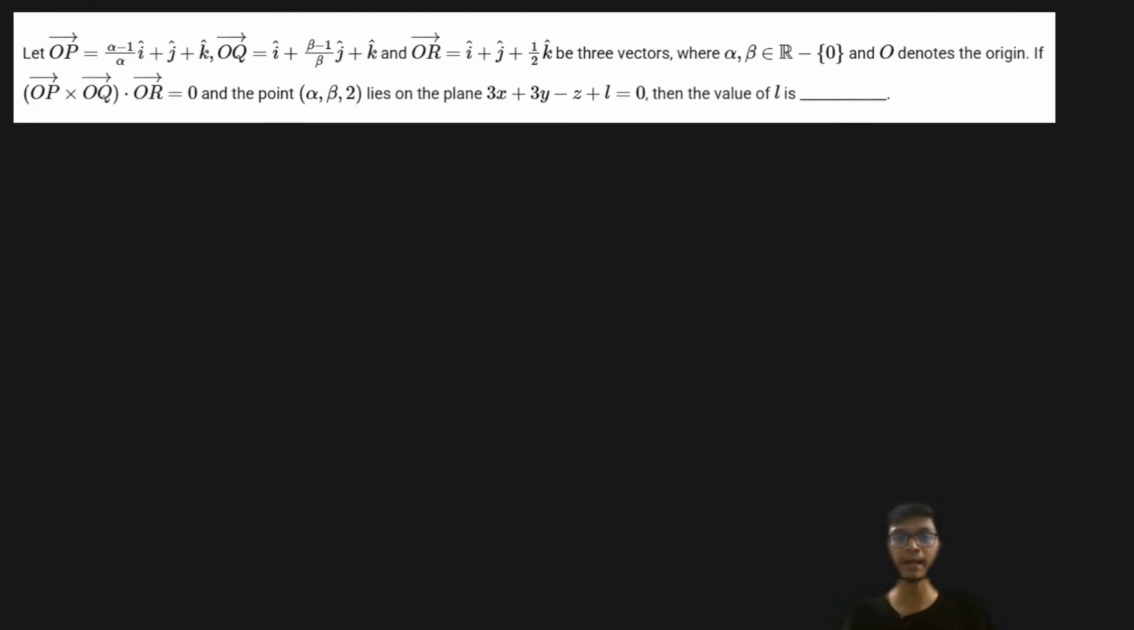The next problem is again a very interesting problem. If you look at the problem, it says that there are certain vectors given, and these three vectors are given in terms of position vectors, because O denotes the origin over here. Please go through the problem first of all.